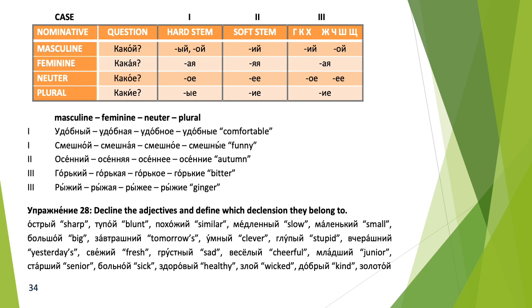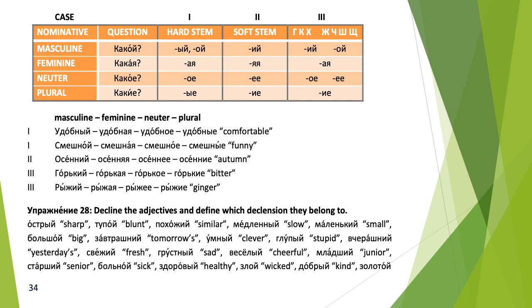The third group. ГКХЖЧШ. Горький. Before the ending, you see the letter К, so that's why this adjective belongs to the third group. Let's make the feminine form. Горькая. Neuter. Горькое. Plural. Горькие.